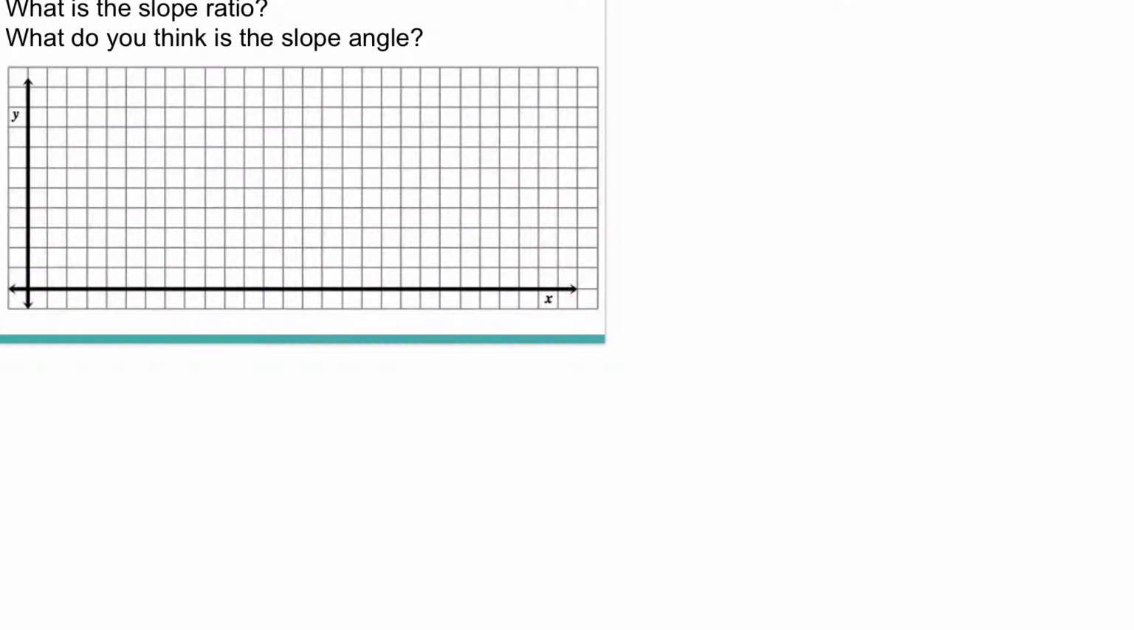Now for this one, I think a lot of you might have some more difficulties with this. So the first task that I need to do is draw the line y equals 2 over 5x. And then draw 3 slope triangles just like we did before. What is the slope ratio? And what do you think is the slope angle? Now we're going to refer to the slope angle in a little bit. But first, what I'm going to do is draw the line.